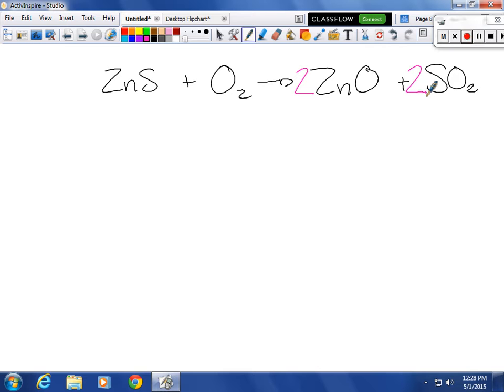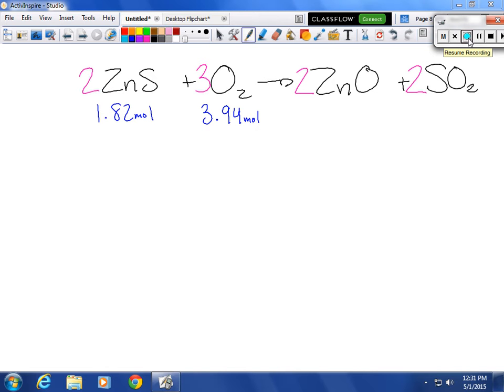the right side? 6. Well, can I make 6 on the left? What do I need to do? A 3, and then what else do I need? And 2 in front of ZnS, so it's 2, 3, 2, 2. Okay? All right, so see if you can go from there. See if you can do the whole entire thing.